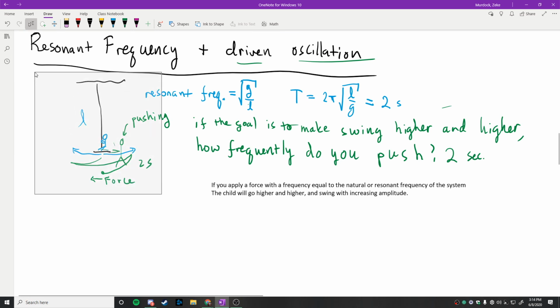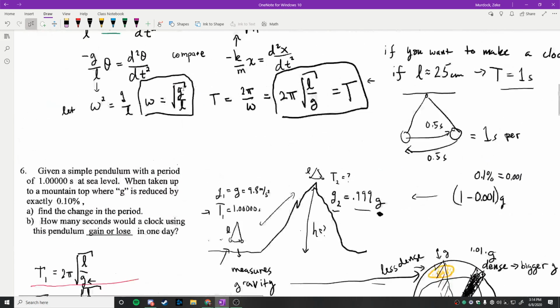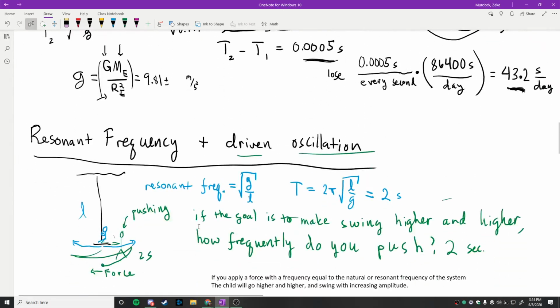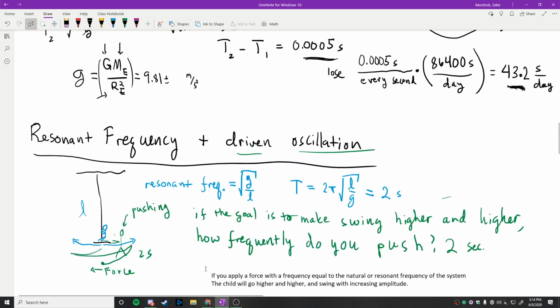All right, child on a swing is the simplest example I can give of this, okay? You can experience this effect if you want to with just a pendulum. You take anything that's got a cord and you hang it and you swing it, and every time it swings, you push it, right?